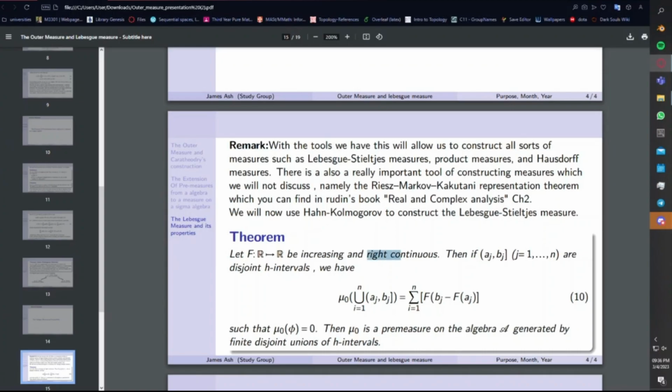The reason it has to be right continuous, if you are asking why we need it, is actually in the proof. You will use right continuity to prove that this function here, which is defined for every union of half-open intervals, is the sum of... forgot a bracket here, it's supposed to be closed here.